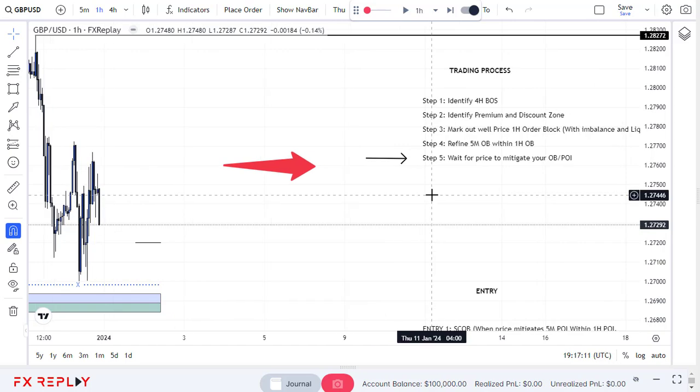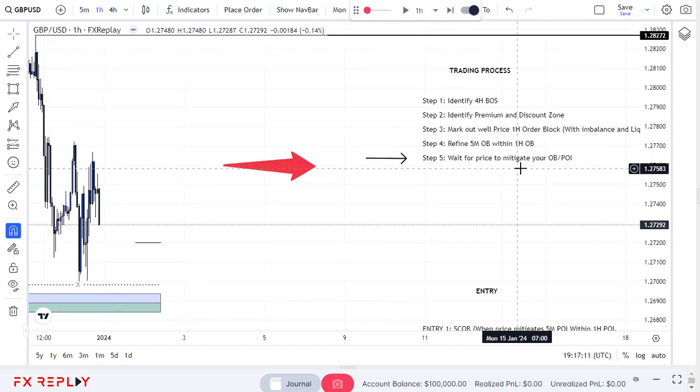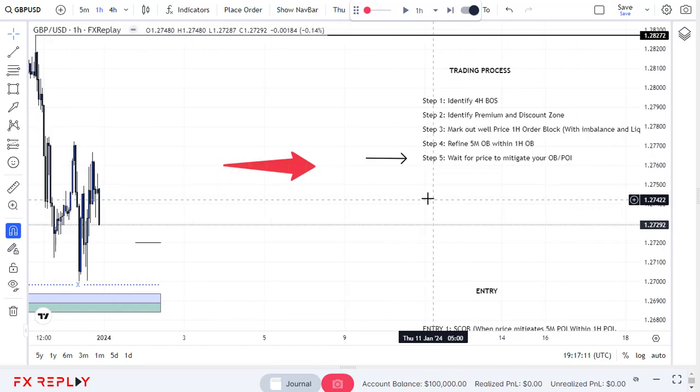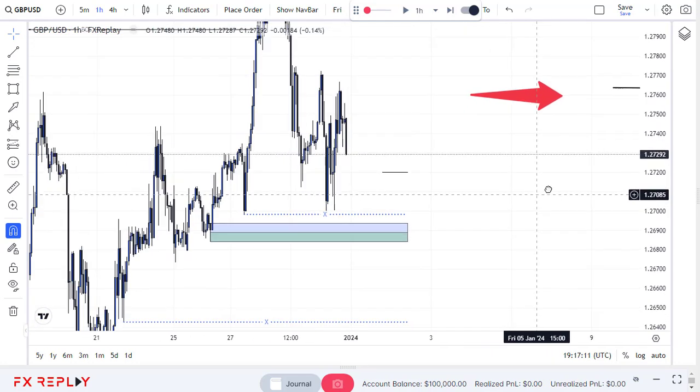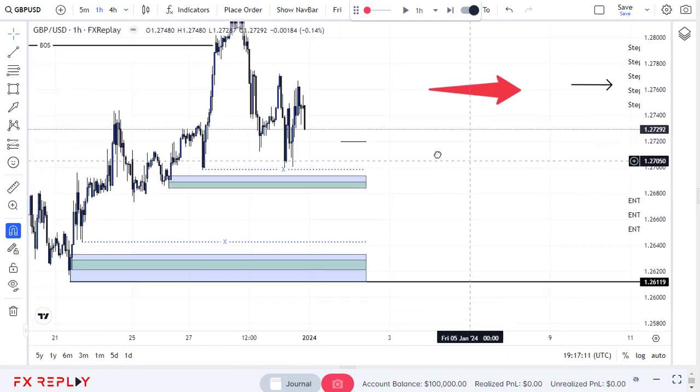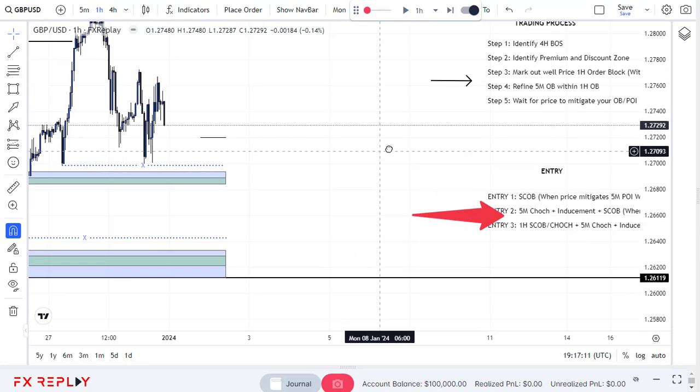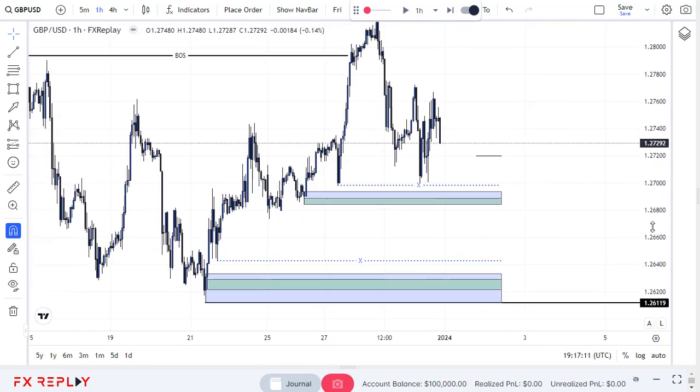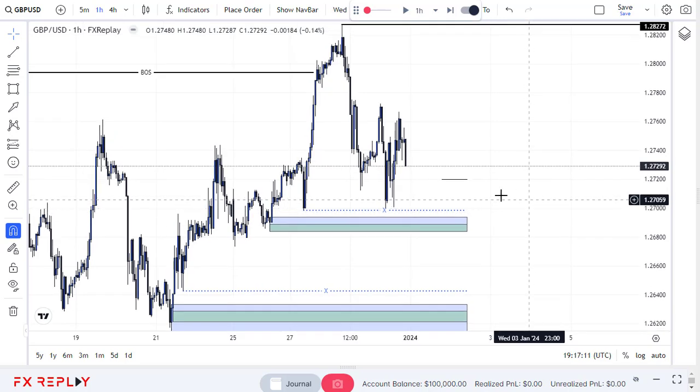All right, so step 5 now says wait for price to mitigate your order block or POI. At this point we are good to go. We're just going to wait for price to come to our order block, and then we can focus on our entry. So now let's look at what price does. I'm just going to play price forward now. So we are waiting for buys. We want price to mitigate this. Let's play price and see what happens.